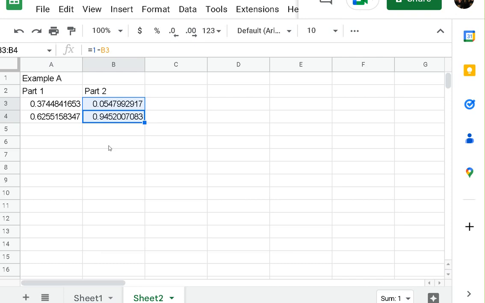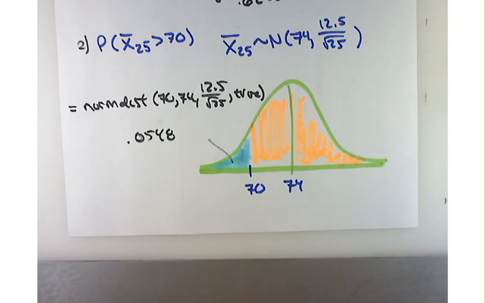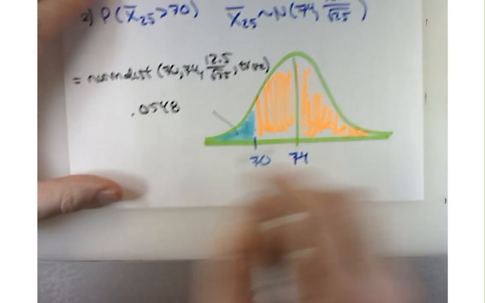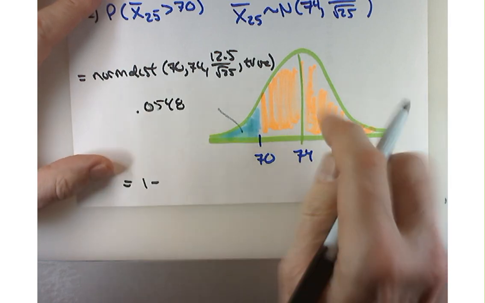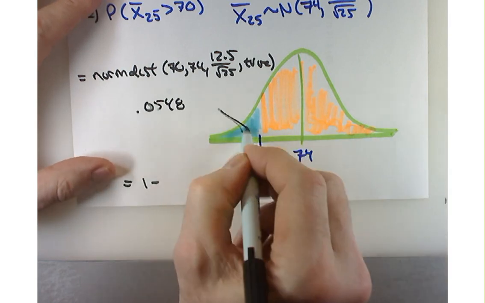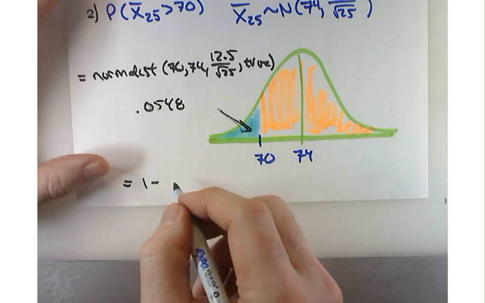So that part gave me 0.0547, call it 0.0548. Norm distribution of 70, 74, 12.5 divided by the square root of 25, and true. So that's what your calculation should look like. And then 1 minus all that is going to give me, yeah, 0.945. Thank you.